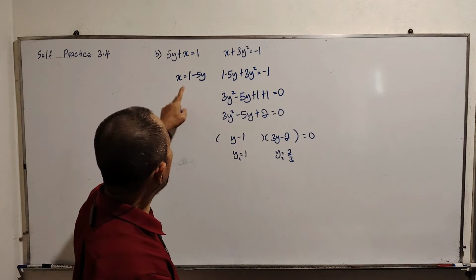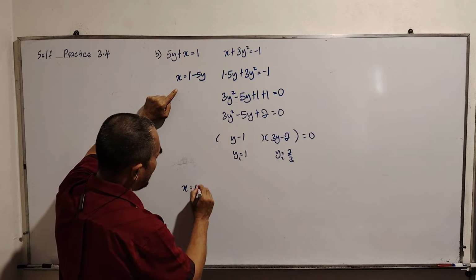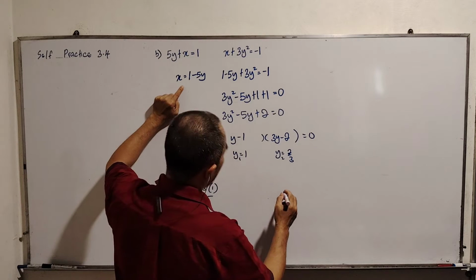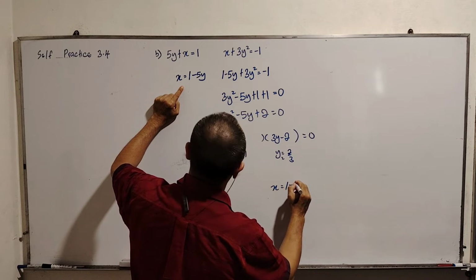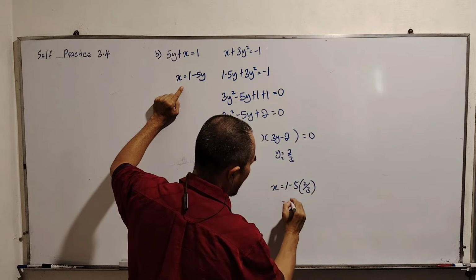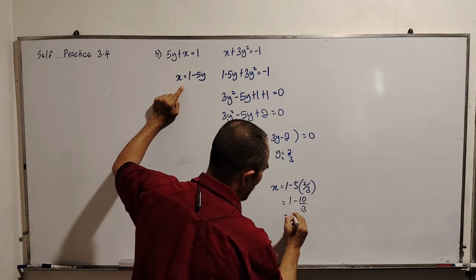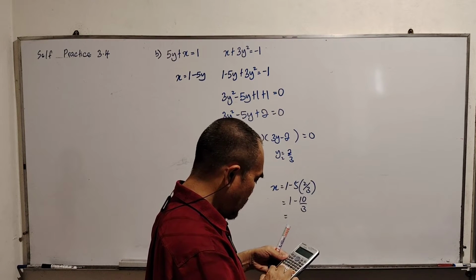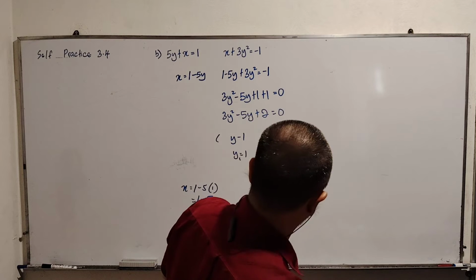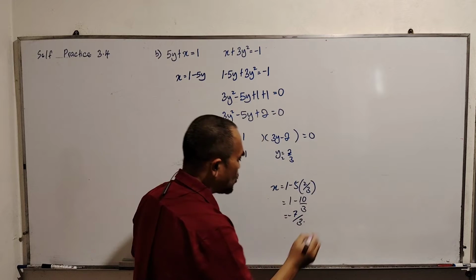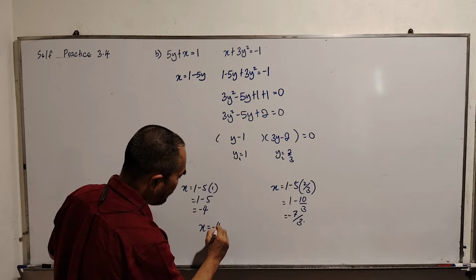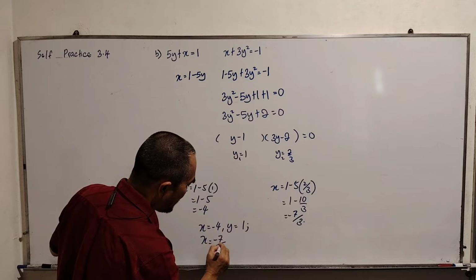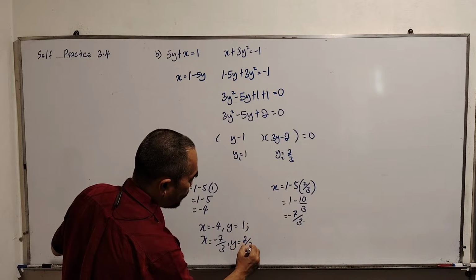So we should replace y by 1 here. x is 1 minus 5 times 1, which becomes 1 minus 5 equals negative 4. And the other value of x is 1 minus 5 times 2 over 3, which is 1 minus 10 over 3, and the value is negative 7 over 3. So we say if x is negative 4, y equals 1. And if x is negative 7 over 3, y is 2 over 3.